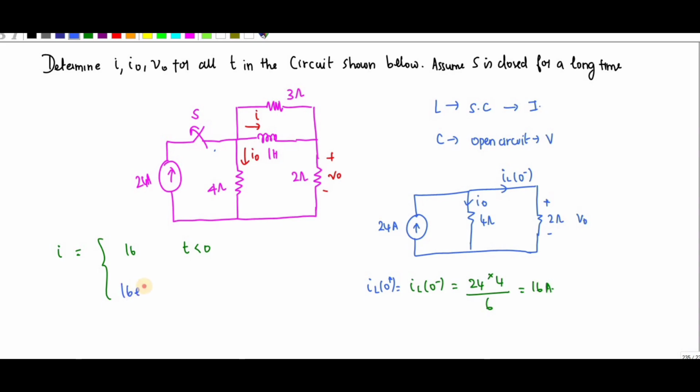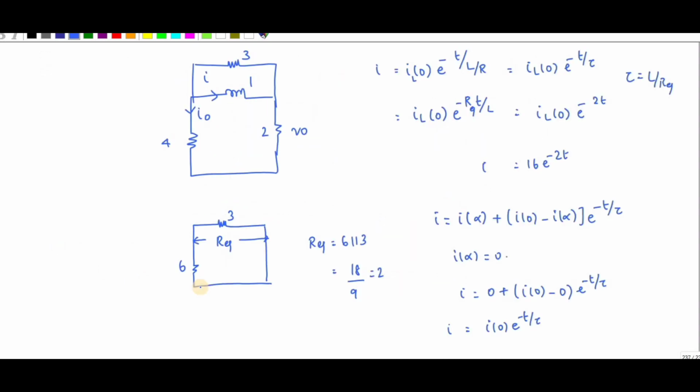16 e power minus 2t at t greater than 0. Once I find the value of I, which is 16 e power minus 2t, I can find the voltage at this point, right? So this is 16 e power minus 2t.